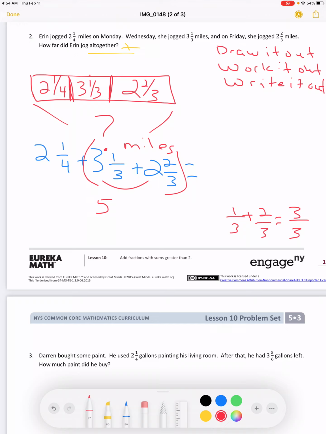We have something special here. The denominator is the same as the numerator. The top number is the same as the bottom number. That means that this fraction here equals a giant 1. So anytime the numerator is the same as the denominator, that fraction equals a giant 1. So we're going to use that fraction as 1. When we added our 1/3 plus 2/3, it equaled a giant 1.